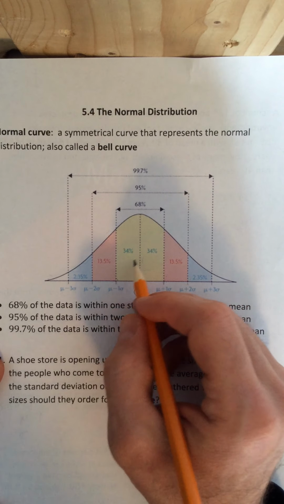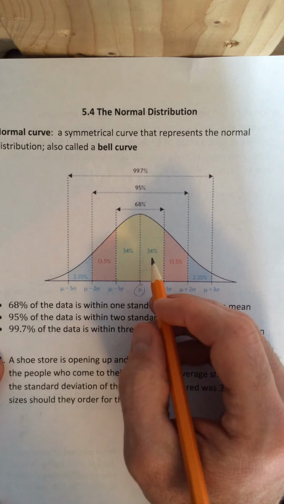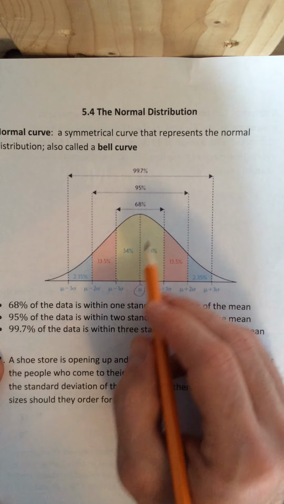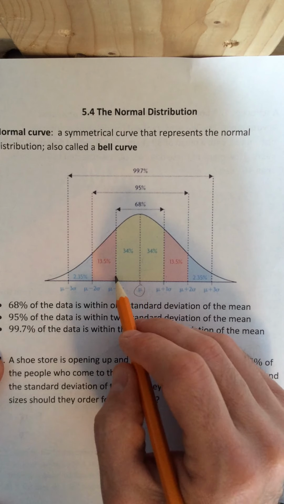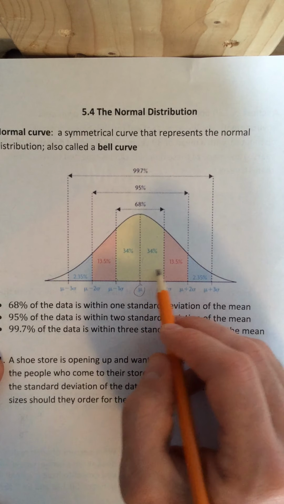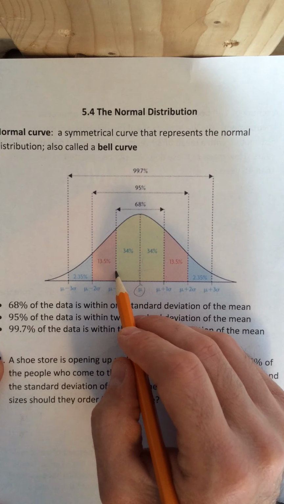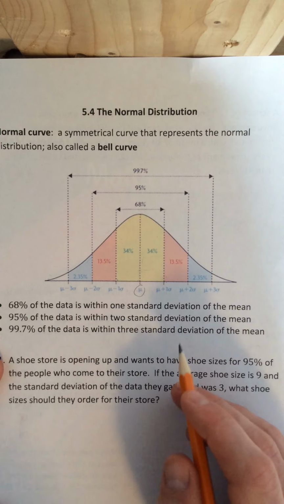There are some additional numbers on the graph that I've given you because the data is symmetrical. Since 68% is within one to the right and one to the left, that would mean that 34% is in one standard deviation to the right and 34% comes from one standard deviation to the left.